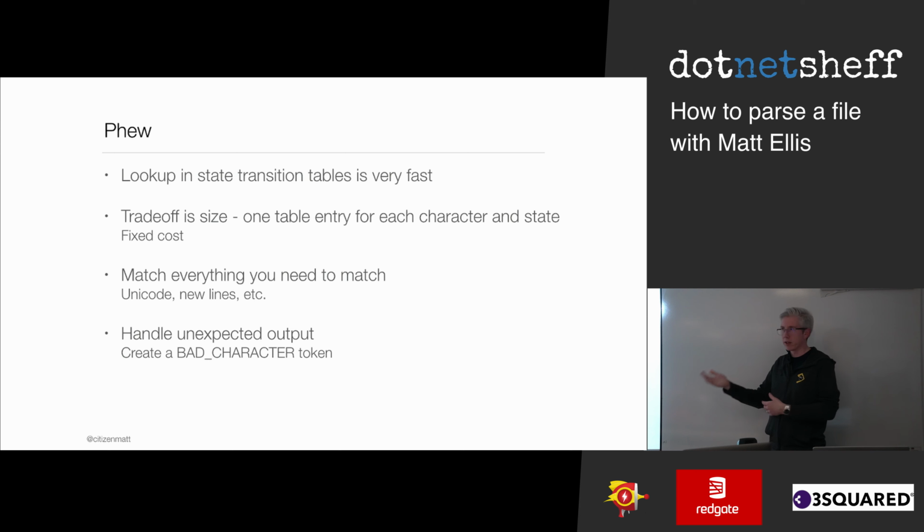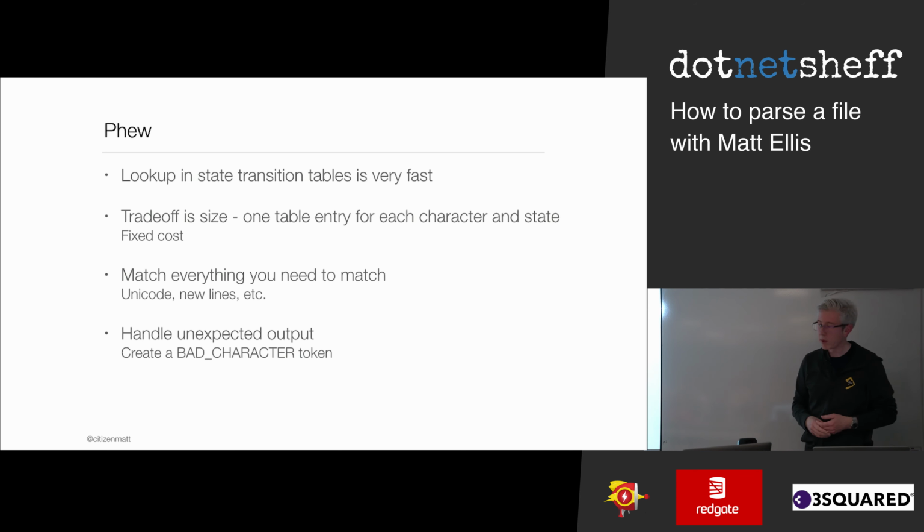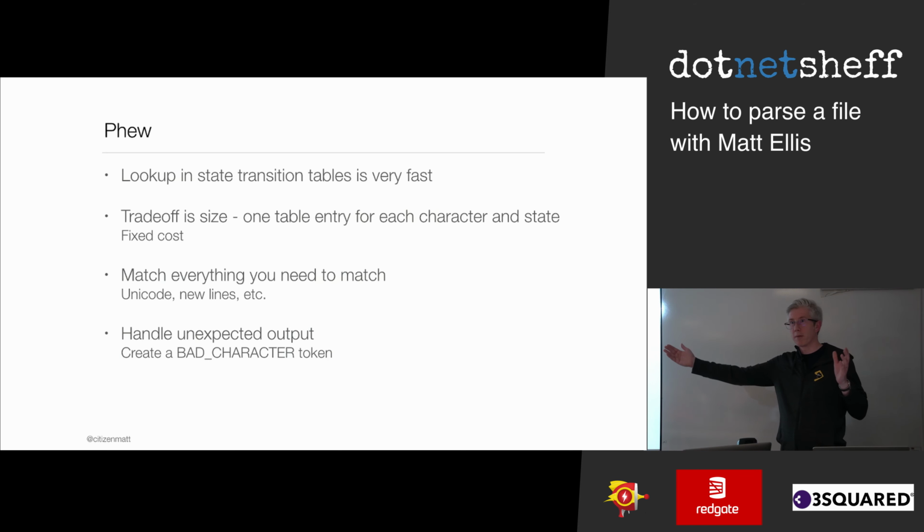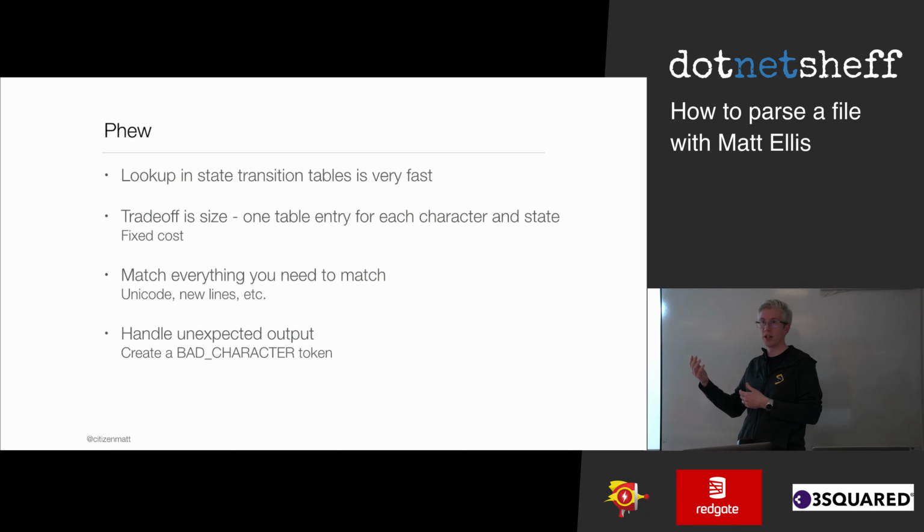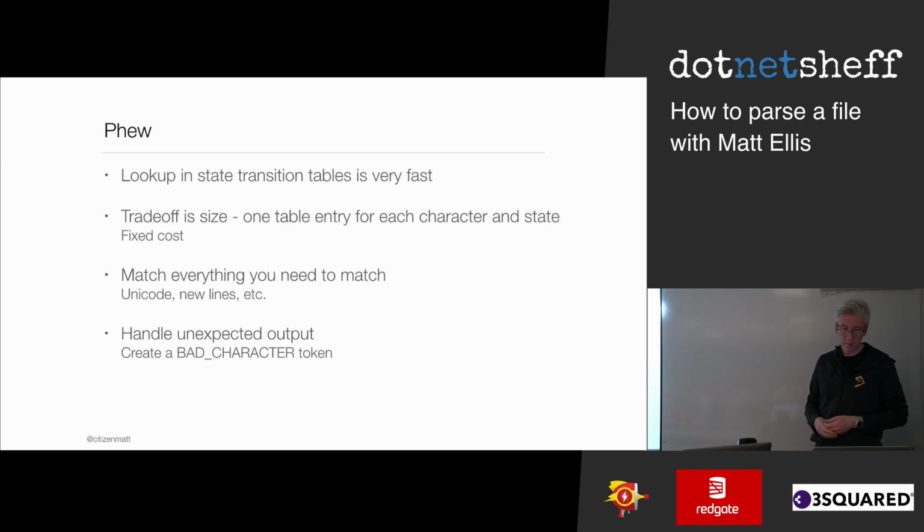But then if you look at the ShaderLab file, I think in the end there are about 28 different states. So it's not that bad. It's a known cost, and it's a fixed cost, because you only need to initialize the array once. And you can match everything you need. So if it's Unicode, you've got a column for every character there. You can match new lines, you can match null characters, you can match non-printable characters if you really, really wanted to. So you're working good there.